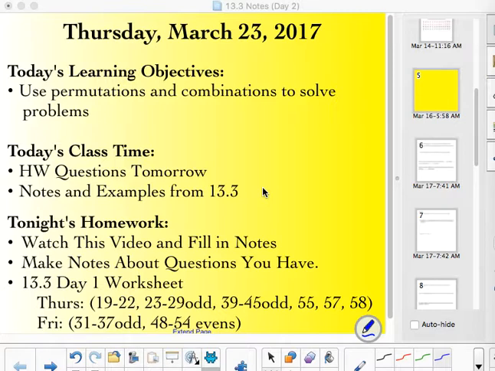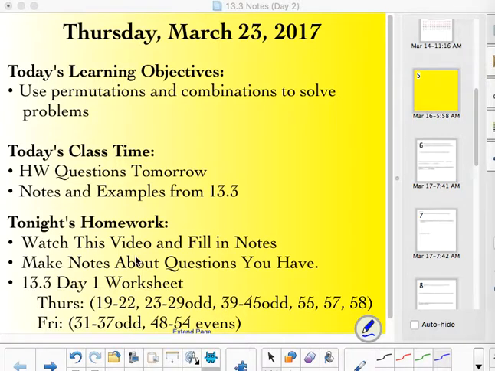Today we are going to essentially continue what we started yesterday, going through some ideas of permutations, mostly out of section 13.3. Just a quick note here, you should be watching this video. You should be filling in the notes that we're going to be going over while you watch. If you have any questions as you go along, feel free to pause and bring it back, listen to it again. If there are some questions that you have about any of the material, just make some notes on the note sheet. We'll do that first thing Friday morning, tomorrow morning.